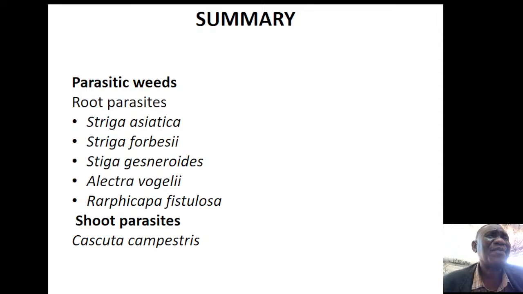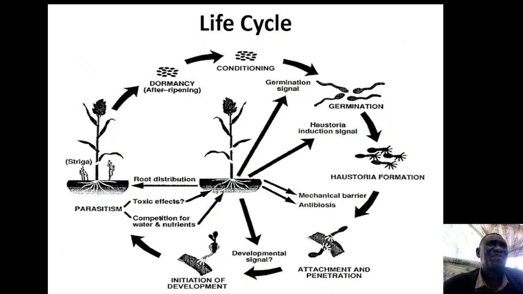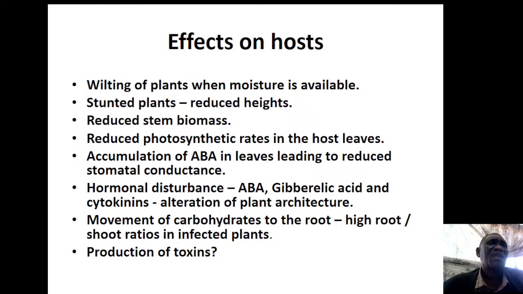So here is just a summary. You need to know these parasitic weeds: root parasites, Striga asiatica, Striga forbesii, Striga gesnerioides, Alectra vogelii, Rhamphicarpa fistulosa. Shoot parasite, it's one, Cuscuta campestris. This is the life cycle. These are the effects. You have to go through them, the effects on the hosts.